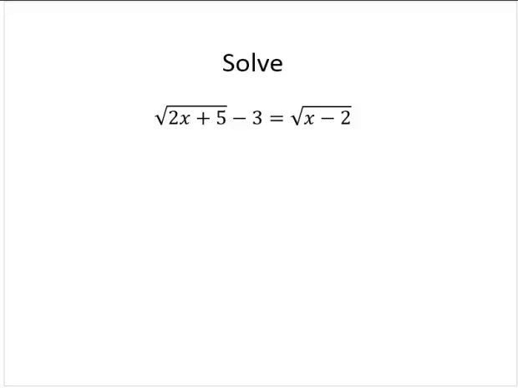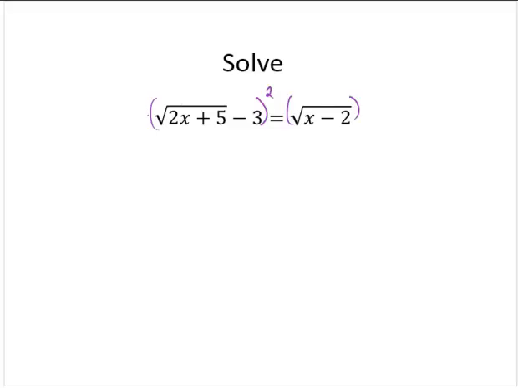Solve the square root of 2x plus 5, minus 3, is equal to the square root of x minus 2. We already have one of our radicals isolated, so let's start by squaring both sides of the equation appropriately.